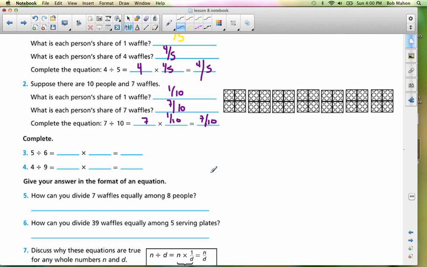Okay, so let's take a look at some more of these. 5 divided by 6 is the same thing as 5 times 1/6. So then that would be 5/6. It's just turning it into a fraction, really, guys. If you notice, when you divide, it's the same thing as making fractions. So 4 times 1/9, or 4/9.